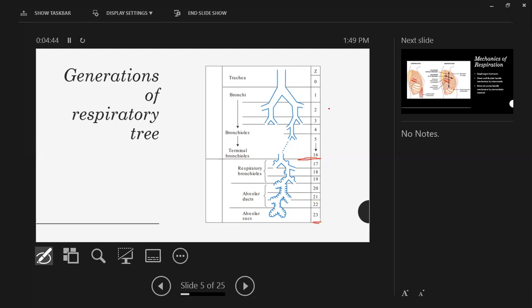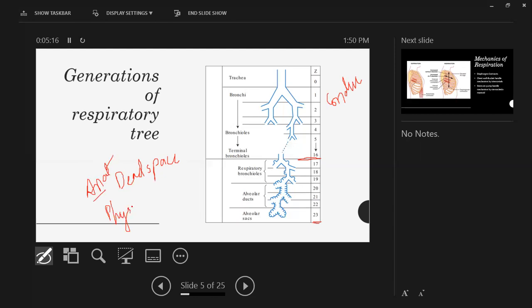These are called conducting airways because they just conduct air, or in other words, they can also be called anatomical dead space. Dead space is where you have air, but that does not participate in gas exchange. So if this is anatomical dead space, if something is named anatomical, then there should be something physiological, correct?